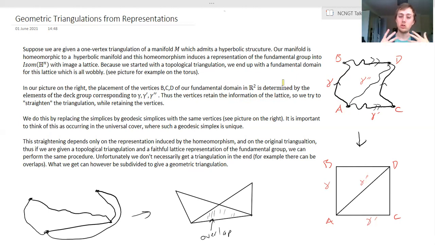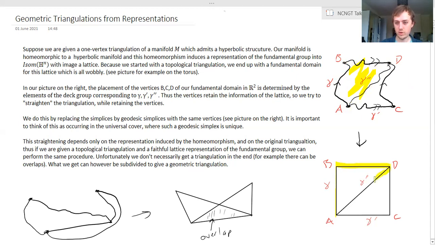Okay, so the lattice kind of encodes all of the geometric information about the manifold. So what we're going to do is try and use the lattice to straighten the triangulation, to make ourselves a geometric triangulation. And you can see this picture here of what it looks like when we straighten out all the edges. So we take our top dimensional simplex, this 2 simplex ABD, and we replace it in this universal cover by a geodesic simplex, by the convex hull. So the edge from B to A just becomes a straight line, from B to D becomes a straight line, from D to A becomes a straight line, and then everything in between becomes a geodesic 2 simplex. And that's what we've ended up with down here.